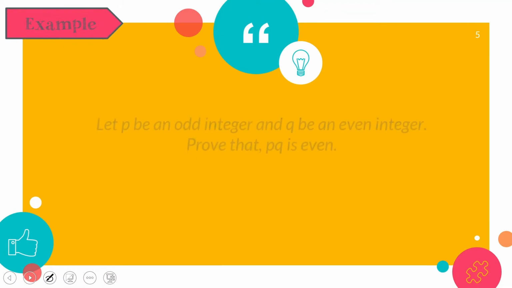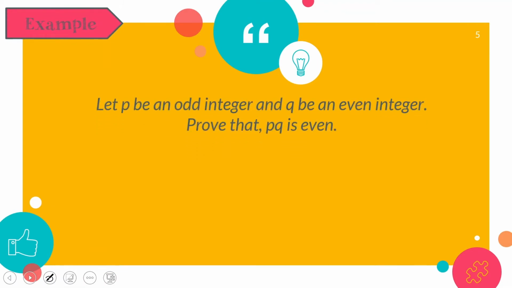So example number 2, what if it is not written in the if then form? So let's see this question. This question says that let P be an odd integer and Q be an even integer. Prove that PQ is even. So you need to find the hypothesis and the conclusion. So from here you know that what you want to prove is PQ is even.